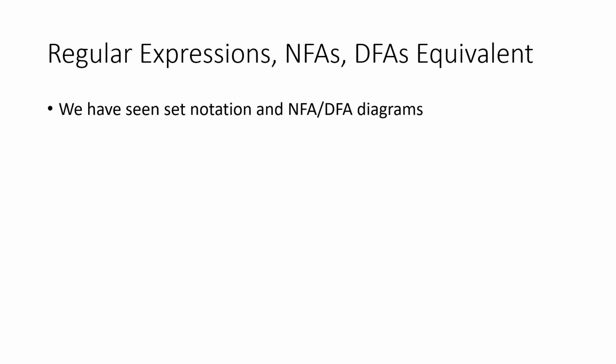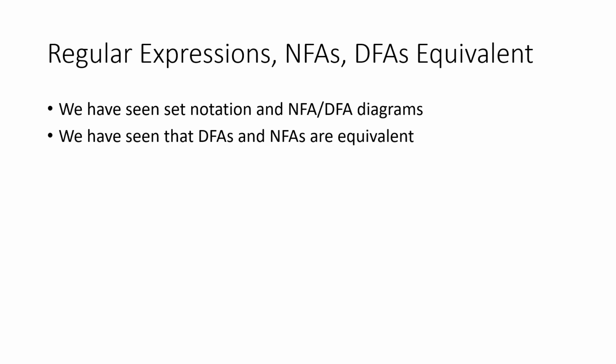On the previous slide, I showed set notation and a DFA diagram, and those were two different ways of representing the same thing. It happens to be the case that I drew a DFA, but I could have also drawn an NFA for it, and it turns out that NFAs and DFAs are equivalent, right? So any NFA can be transformed into a DFA and vice versa. Now, that seems good because we now have different ways of representing the same thing. And we also have set notation.